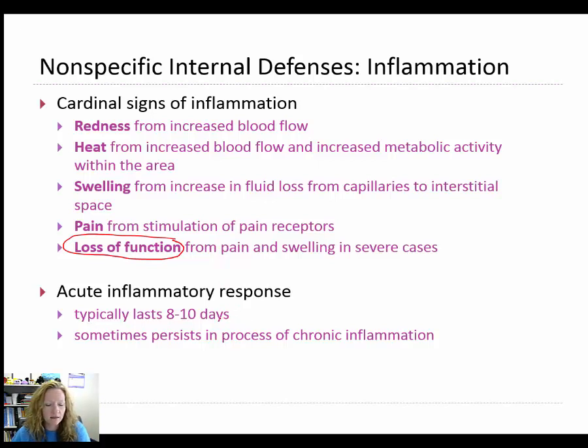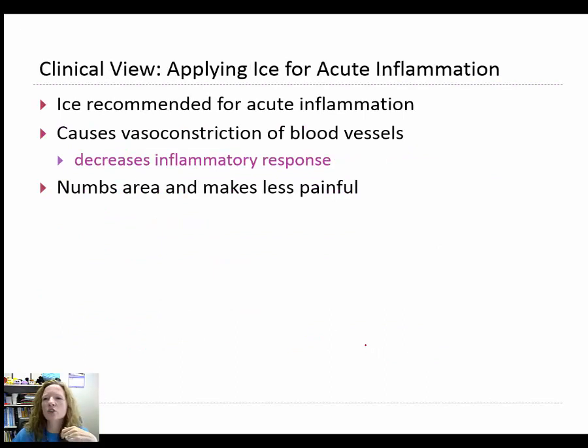And if it lasts any longer, if it persists after this, then it is going to cause chronic inflammation. We'll get to chronic inflammation in a second. Let's talk about why they tell you to put ice on any kind of areas that you might have acute inflammation. Mainly what's happening is it causes vasoconstriction.